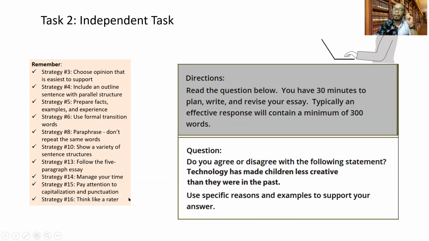And finally, think like a rater. Remember the criteria that they will look for to give you the highest score. Okay, so now go ahead. 30 minutes, answer the question.